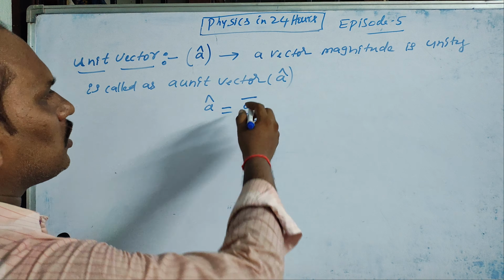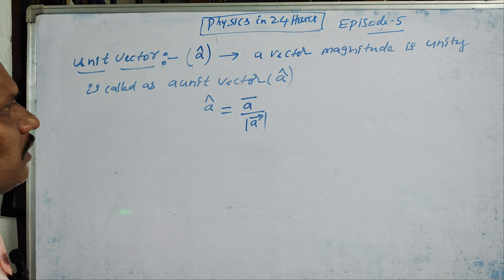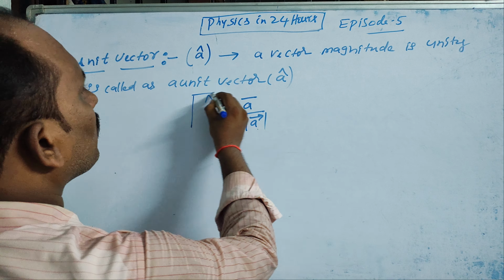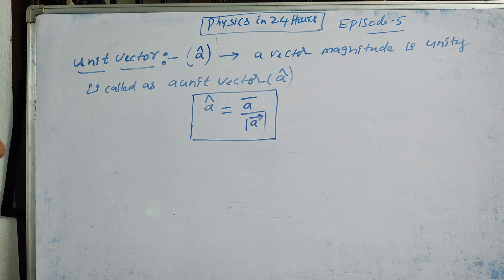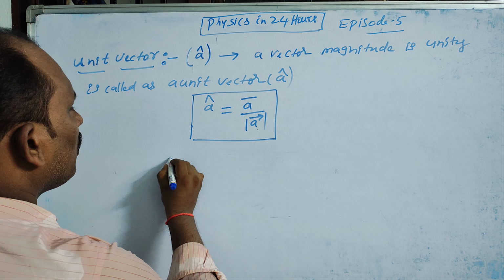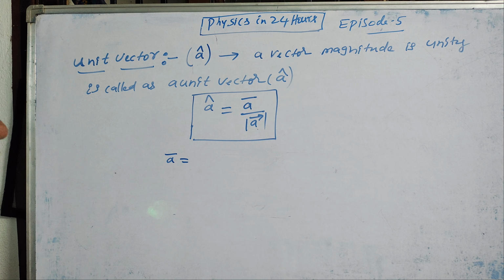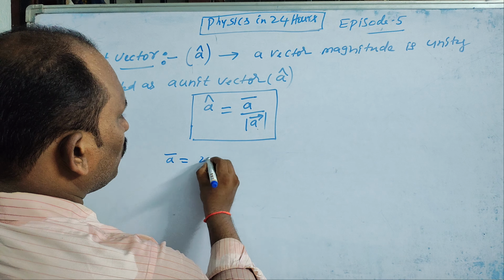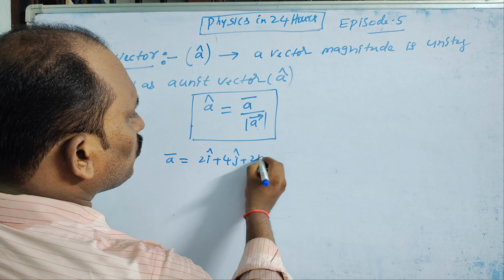So A cap is equal to A bar by modulus of A bar. That is the finding about a unit vector. Let's see one example, so you people understand. Suppose, let us say, A bar is equal to 2i cap plus 4j cap plus 2k cap.